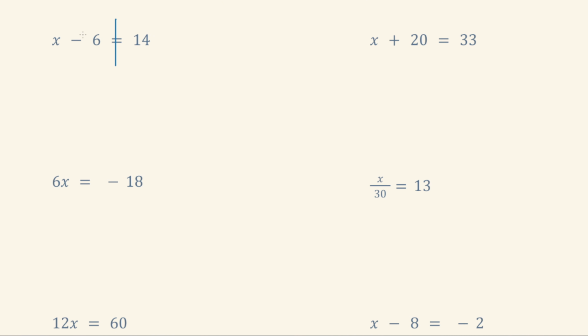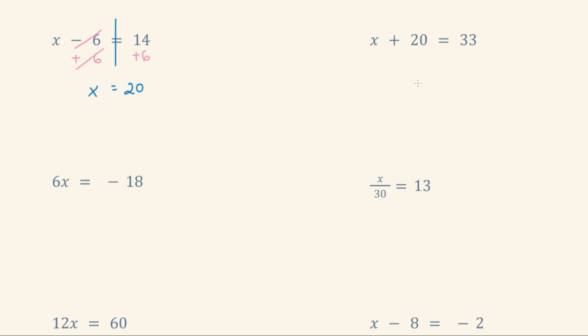It's being subtracted. So the opposite of subtraction is addition. So we have to add 6 on this side, plus 6, okay? And we also have to plus 6 on this side, right? And now this negative 6 and the positive 6 are going to cancel out because minus 6 plus 6 is 0. So on the left side of your line, as you can see, all I'm left with is this x. So I've got x is equal to 14 plus 6, which is 20.